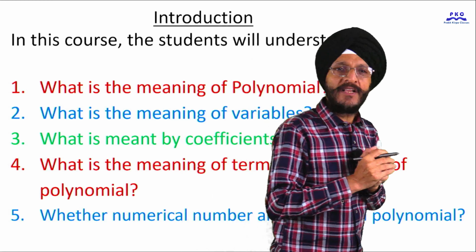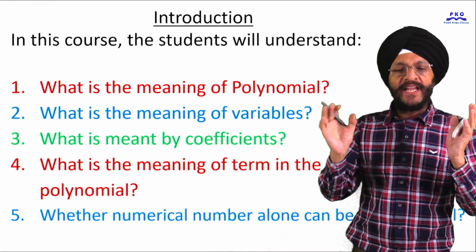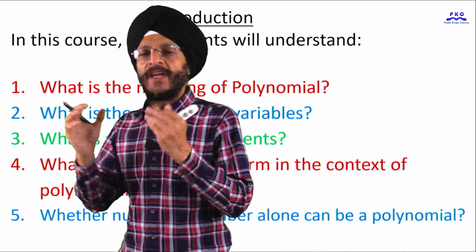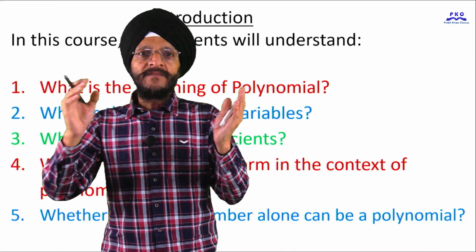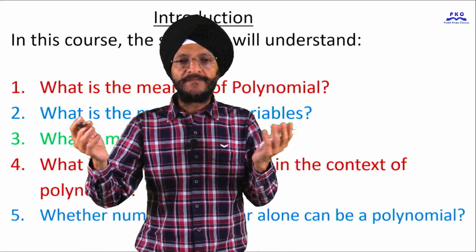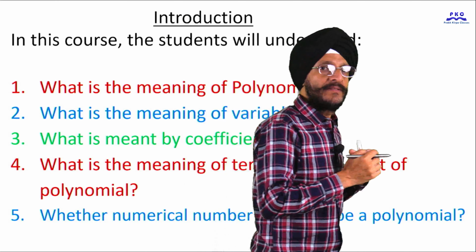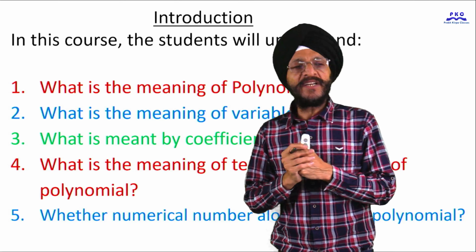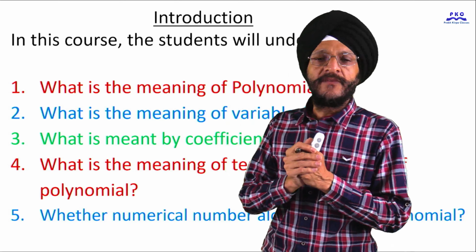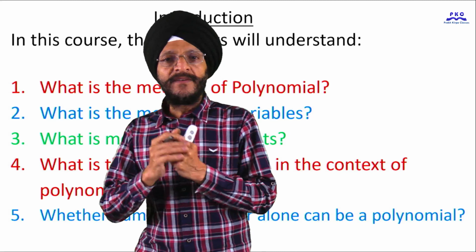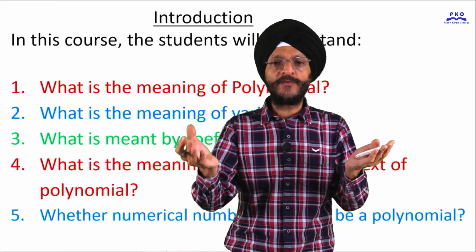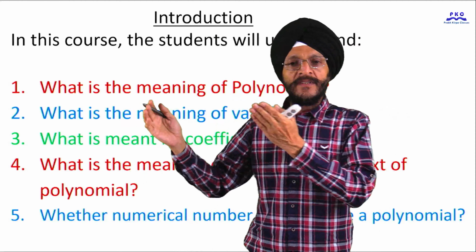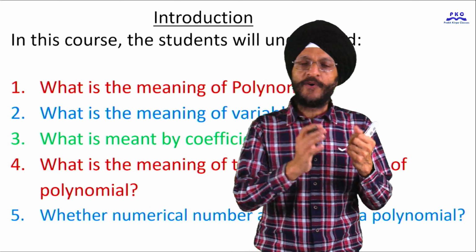The students will also understand that the variable means a letter or an alphabet, that is variable can be x, y, z. The students will also understand that the coefficient is a number which is attached with variable, that is in the case of 5x, 5 is the coefficient. In case of 7y, 7 is the coefficient.